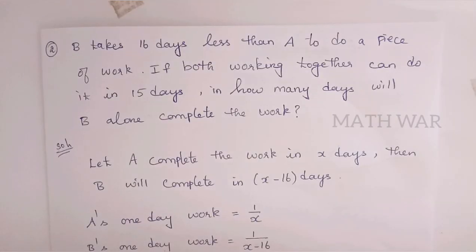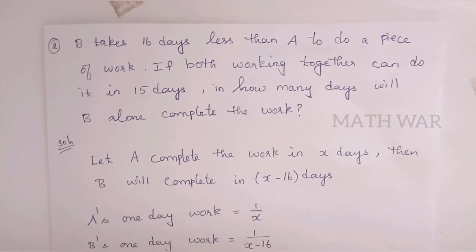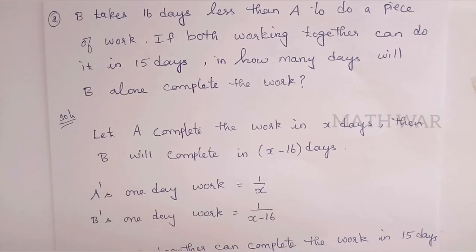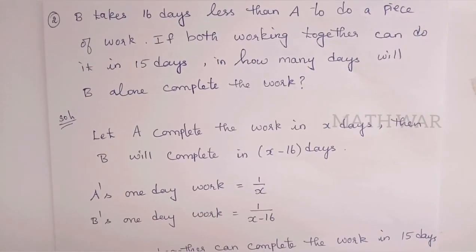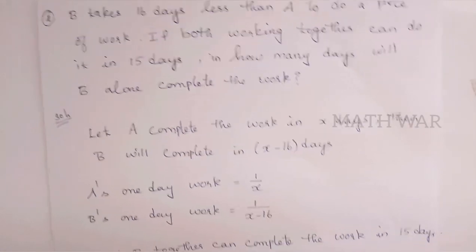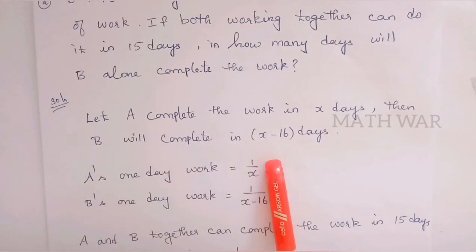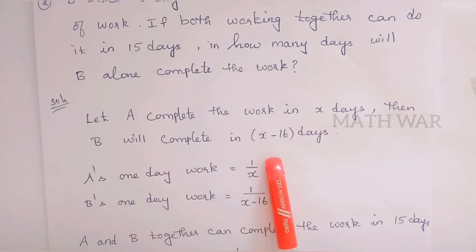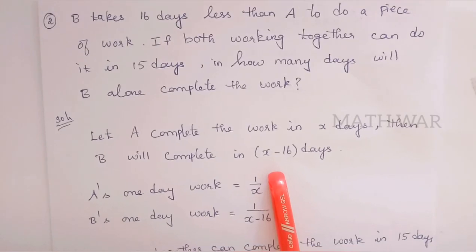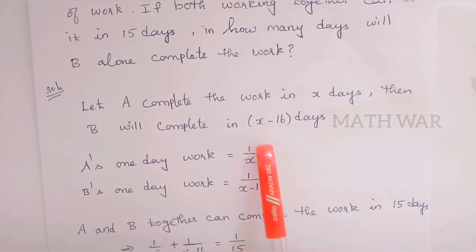If B takes 16 days less than A to do a piece of work, and if both working together can do it in 15 days, in how many days will B alone complete the work? Let us assume A can complete the work in x days. Then B will complete in x minus 16 days, because as per the question, B takes 16 days less than A. So B can complete in x minus 16 days.